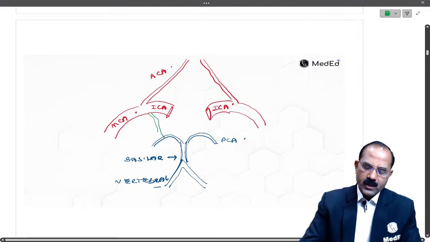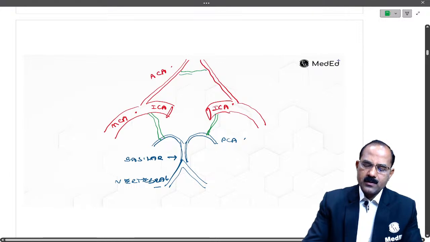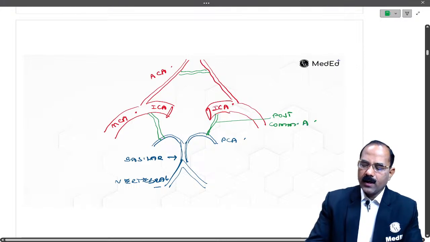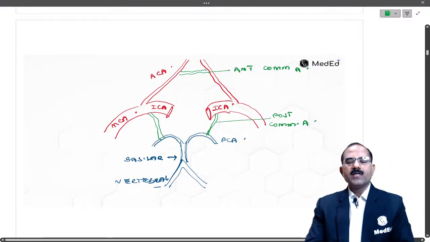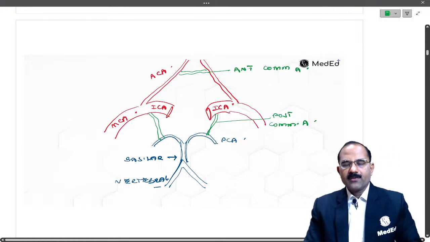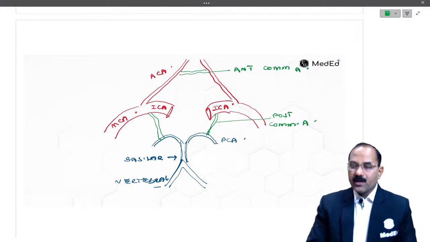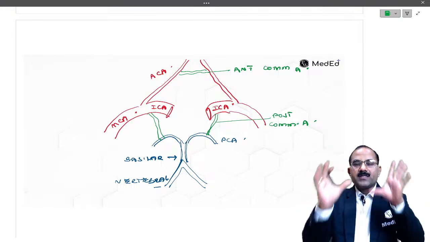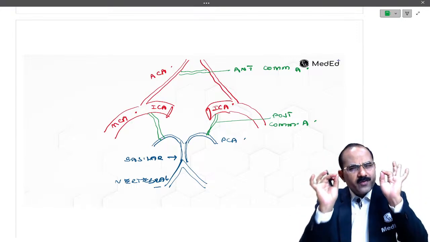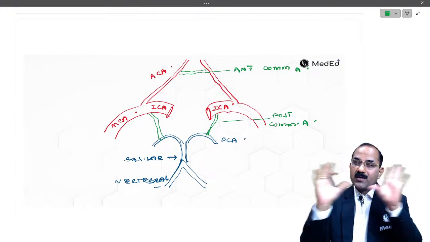This is a branch of internal carotid, bacha. What is this? And this is a branch of anterior cerebral. What is this branch? That's the posterior communicating artery, and that's the anterior communicating artery. Yes, very good. So posterior communicating artery is a branch of internal carotid. Anterior communicating artery is a branch of anterior cerebral. So this is what we call the circle of Willis. A very, very important short note for you, circle of Willis.